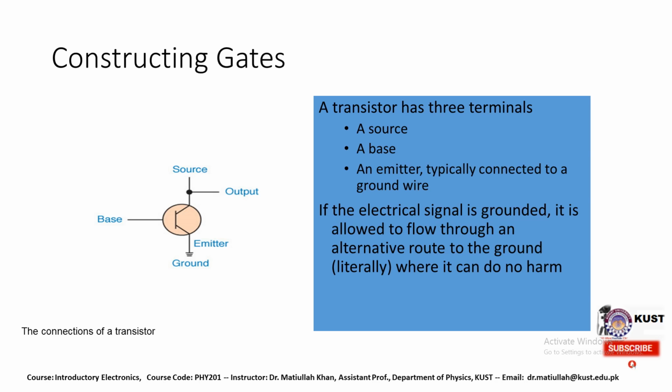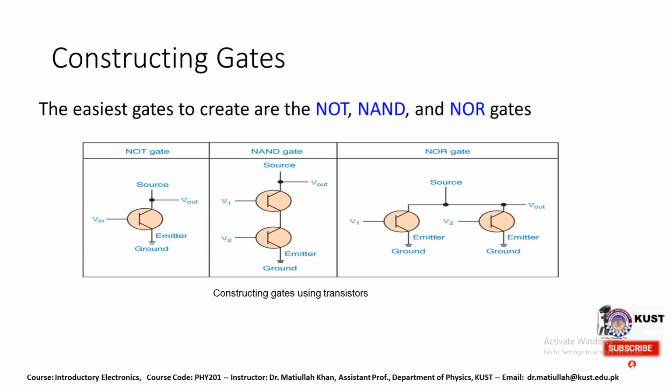So this is something about the simple working of the transistor. We have the base, we have the source, and we have the emitter that is grounded, and the output is also obtained here. So this is a basic symbolic representation of the transistor.